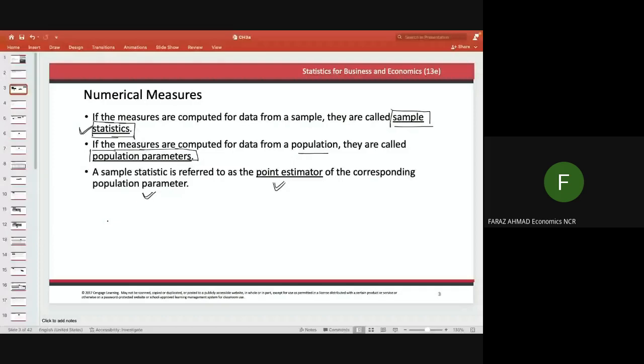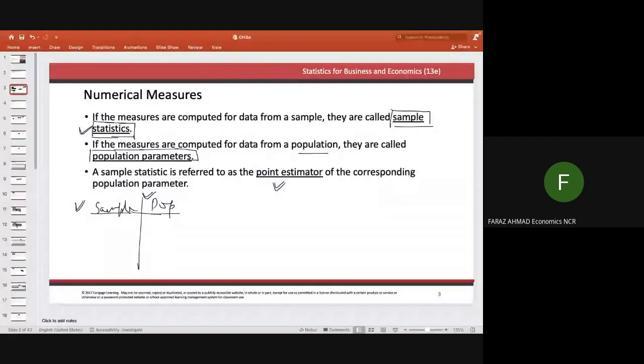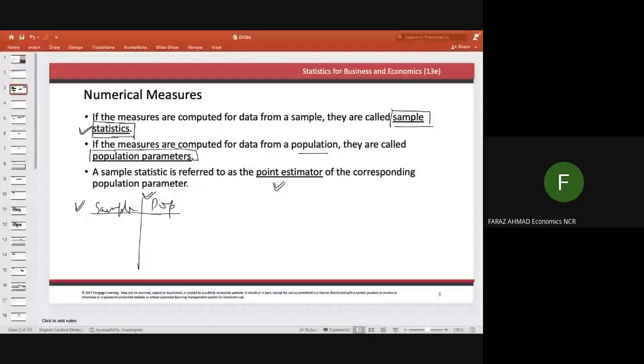So let us have a distinction between sample and population. I want to ask you, what do you think is the difference between sample and population? Any idea? So, a population is the entire group, whereas a sample is like a specific context-based portion from that population. Right.